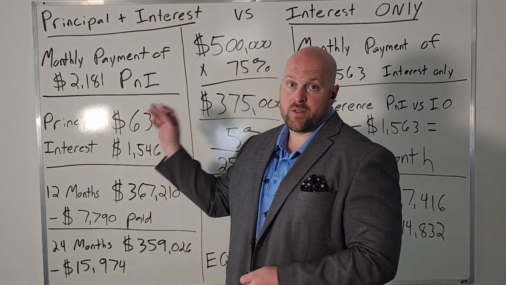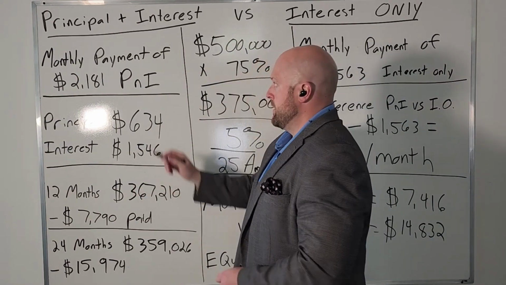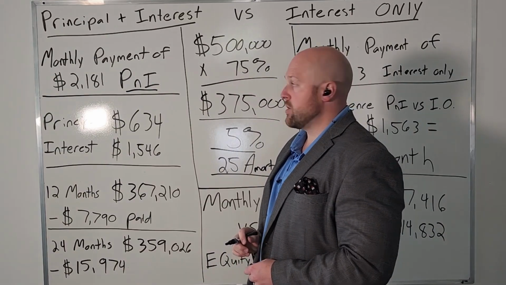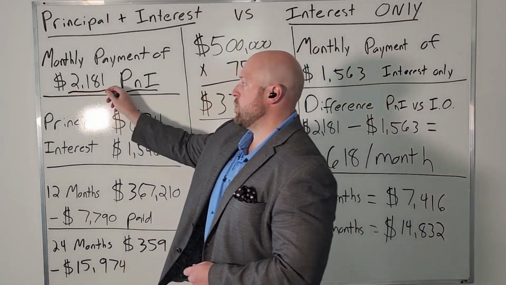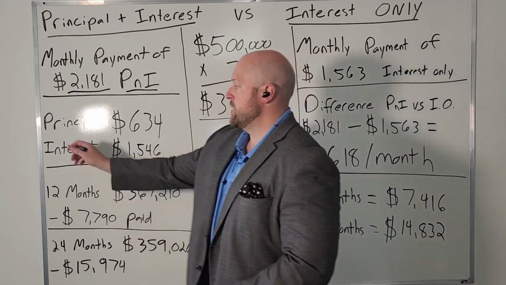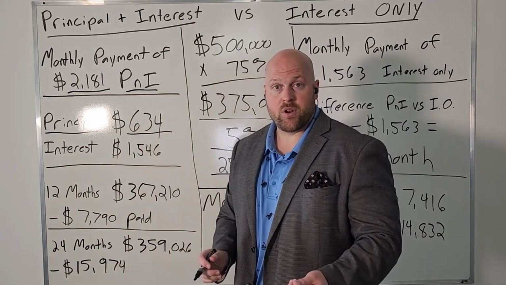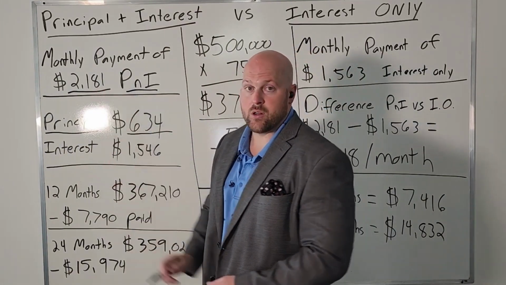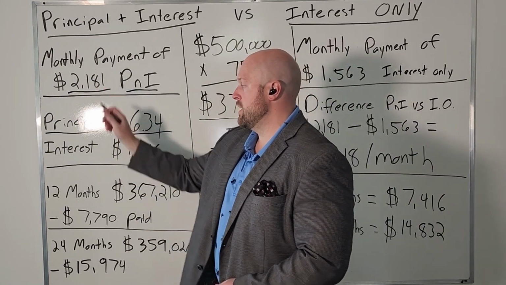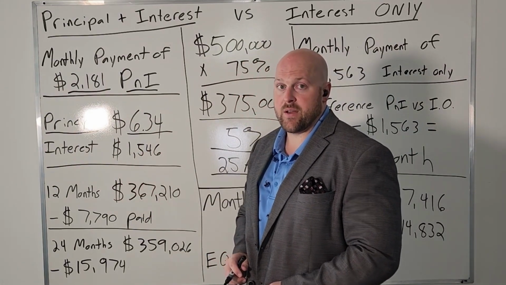And I want to start off on this side. Principal and interest, and I'll call it P&I moving forward. So the monthly payment for P&I on this $375,000 mortgage will be roughly $2,181. Now let's break it down. The principal every single month will be roughly $634. So out of this $2,100 that you're paying, the first month, $634 is going to principal, and the interest will be $1,546.